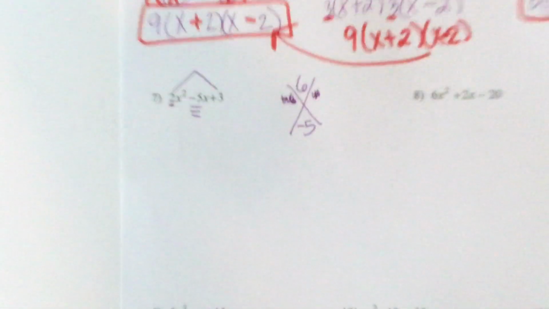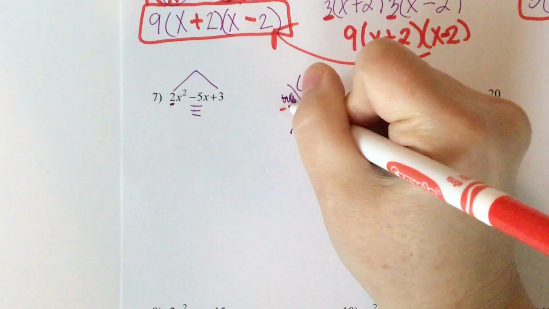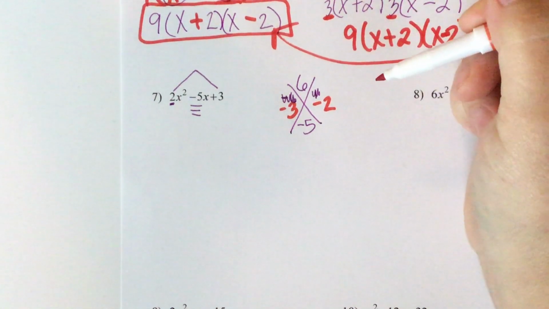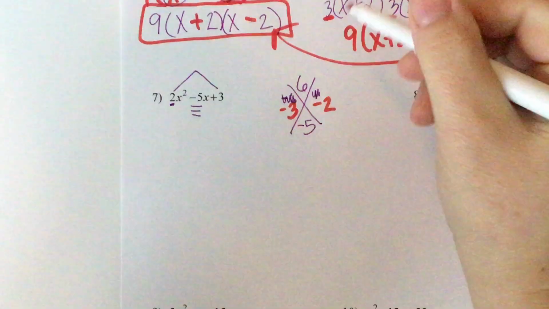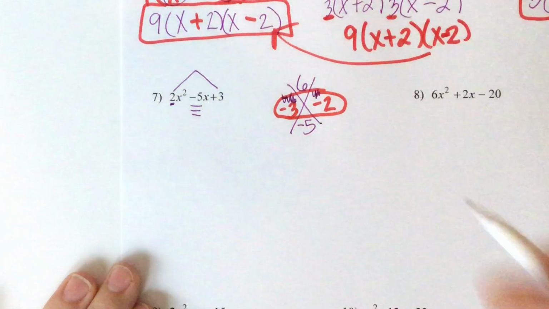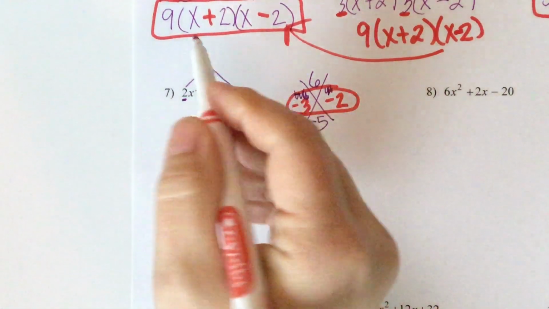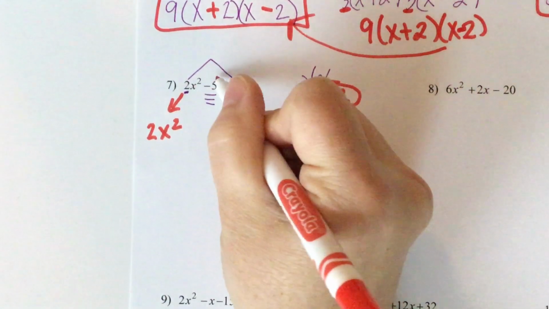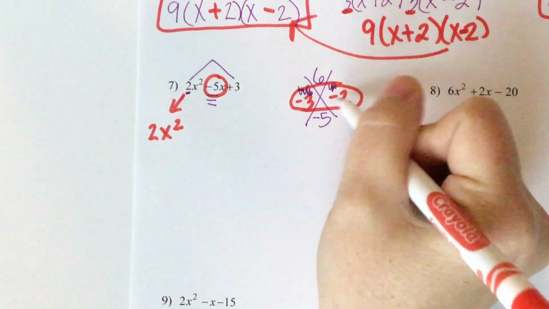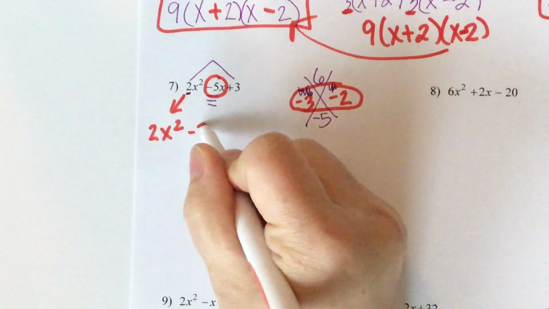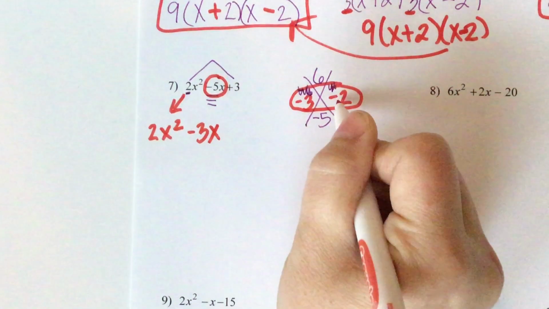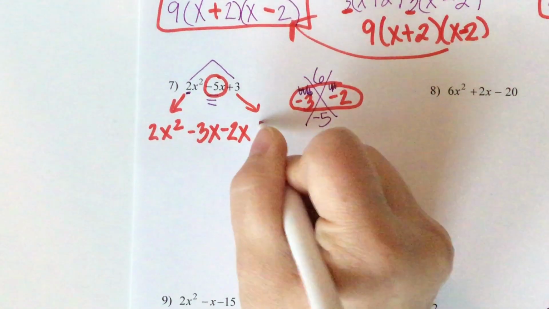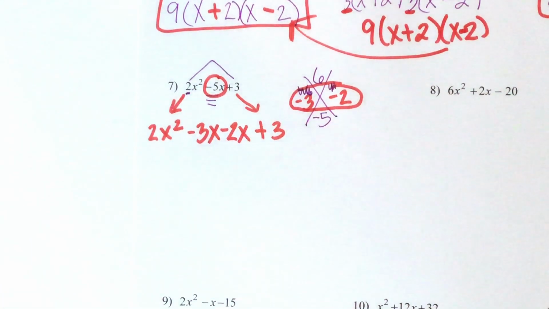So it's not those numbers. Can you tell me who they are? Negative 3, negative 2. Negative 3 times negative 2, positive 6. Negative 3 plus negative 2, negative 5. So bing, bing, bing, bing, bing. We have our winners. So now we're going to drop, replace, drop. So drop the 2x squared. Replace the minus 5x with these two numbers. Minus 3, don't forget, is x. Minus 2, don't forget, is x. And drop. Drop, replace, drop.